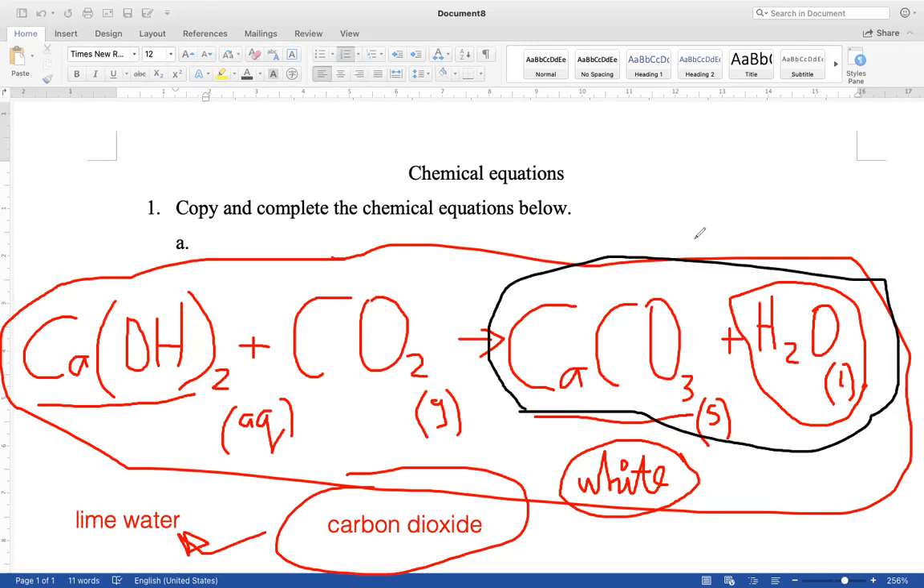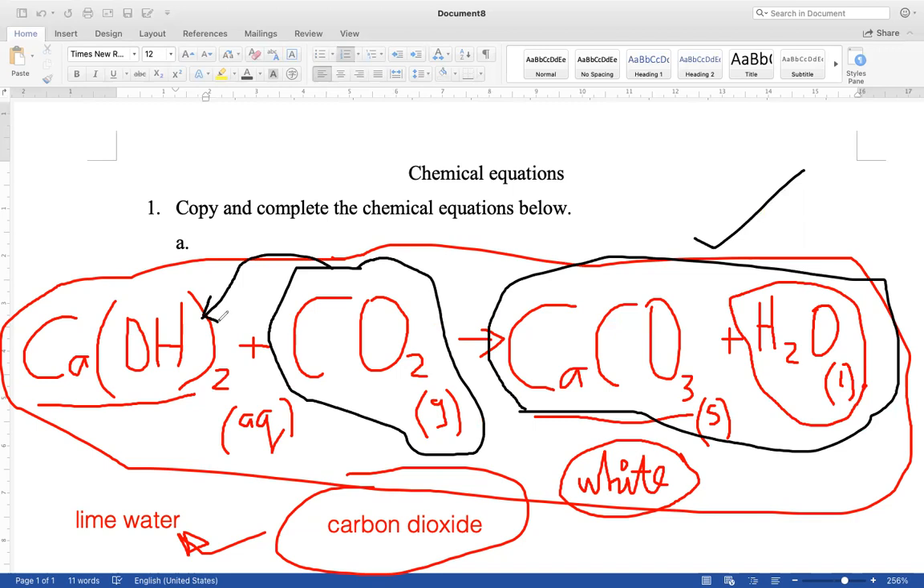This is correct. During qualitative analysis for gases, they tell us that when you want to test whether the gas you are given is carbon dioxide, let this gas be bubbled through lime water, which is calcium hydroxide in aqueous solution, and then a white precipitate is formed. The milky part is because of the presence of calcium carbonate, which sits inside water. So that is correct. That is very good.